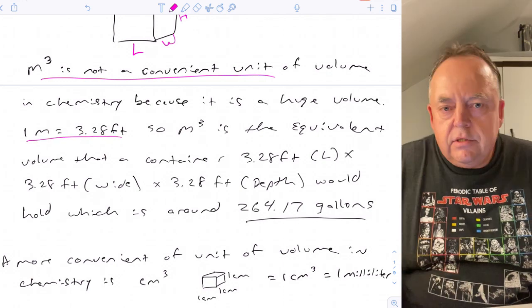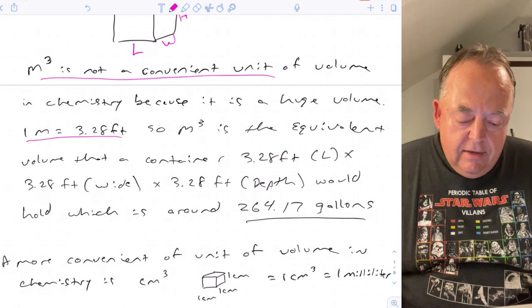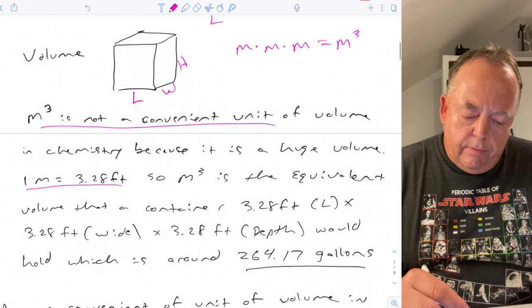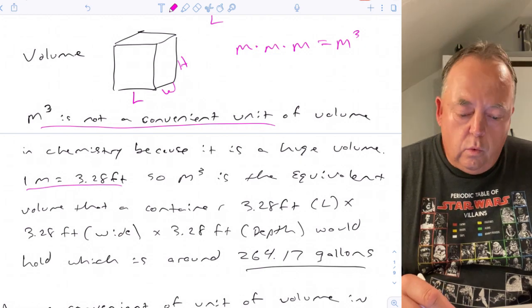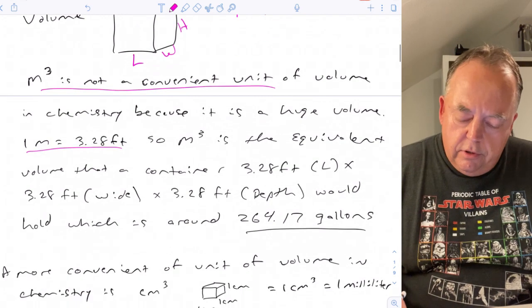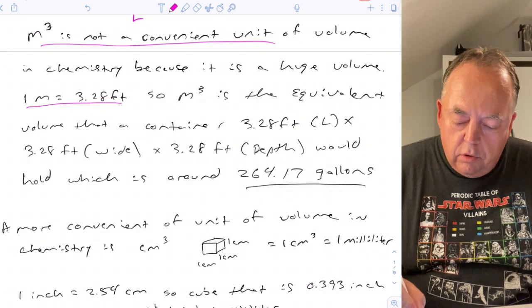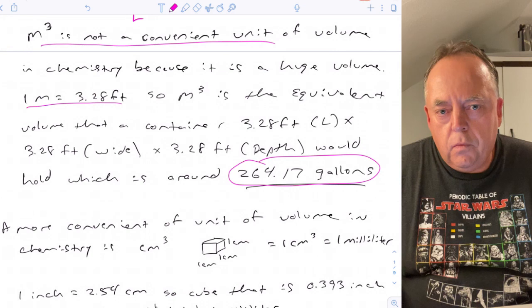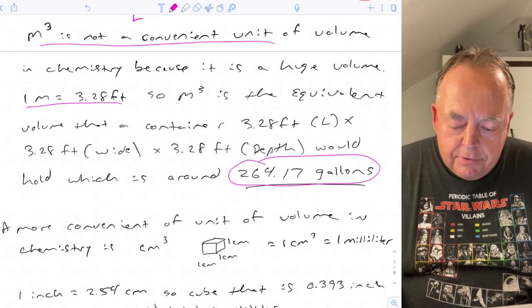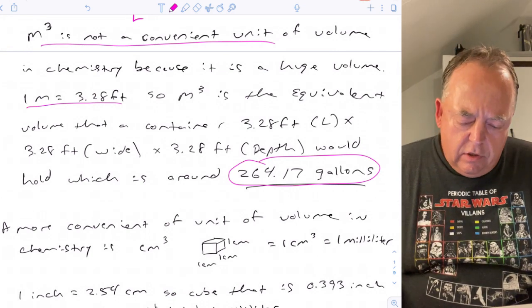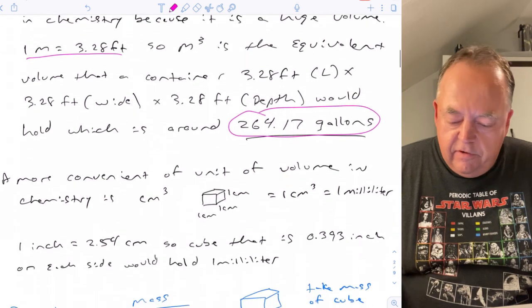So 1 meter is about 3.28 feet. If you had a cube that was 3.28 feet in length and width and height, so 3.28 cubed, that would hold a volume of 264.17 gallons. So that's an absolutely huge volume. So in chemistry, a meter cubed is not a very convenient unit of volume.